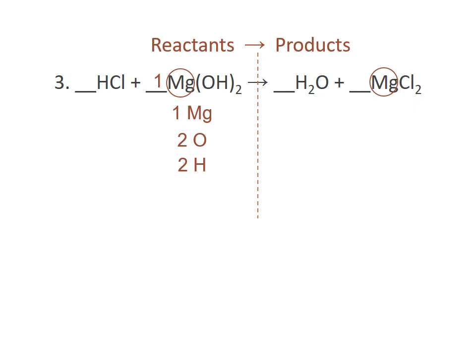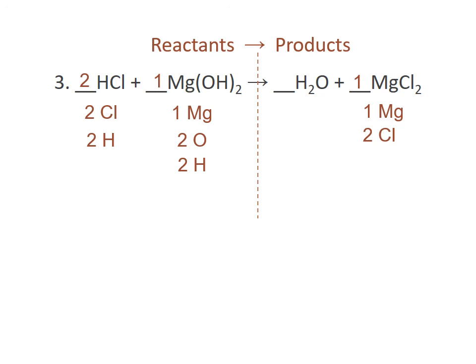So I know the 1 magnesium on the reactant side is going to have to balance with 1 magnesium on the product side. So to get 1 magnesium on the product side, I'm going to have to put a 1 in front of MgCl2. That gives me 1 Mg and 2 Cl's. Now, and there's more than one way to balance, I'm going to go with the chlorines. I have 2 chlorines on the product side. That means I'm going to need 2 chlorines on the reactant side. So to get 2 chlorines, I'll need 2 hydrochloric acids. That will give me 2 Cl's, and that will give me 2 H's.